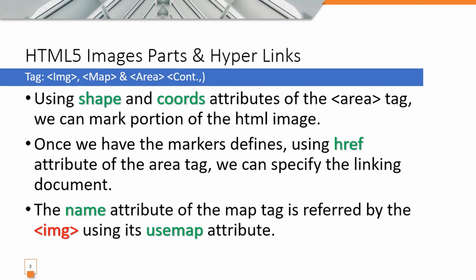The name attribute of the map is referred by the image using the useMap attribute. So if name is x, then we will use useMap equal to x. That way we will link this img with the map. And once we link the img with the map, then ultimately we defined the parts of the image.